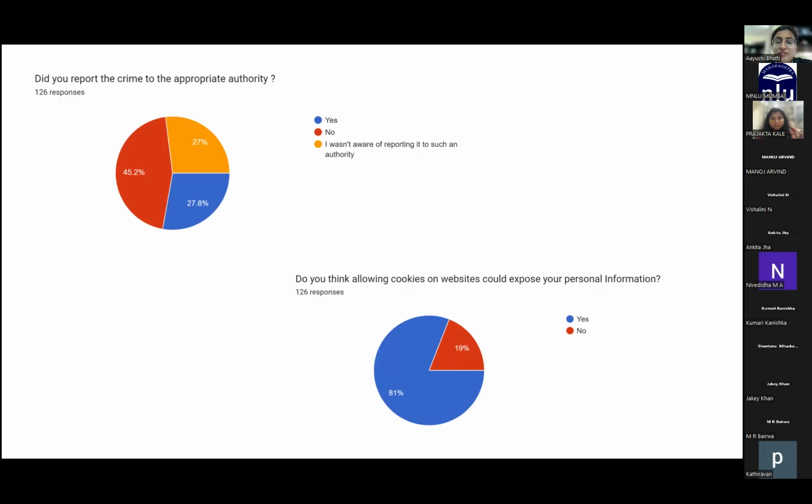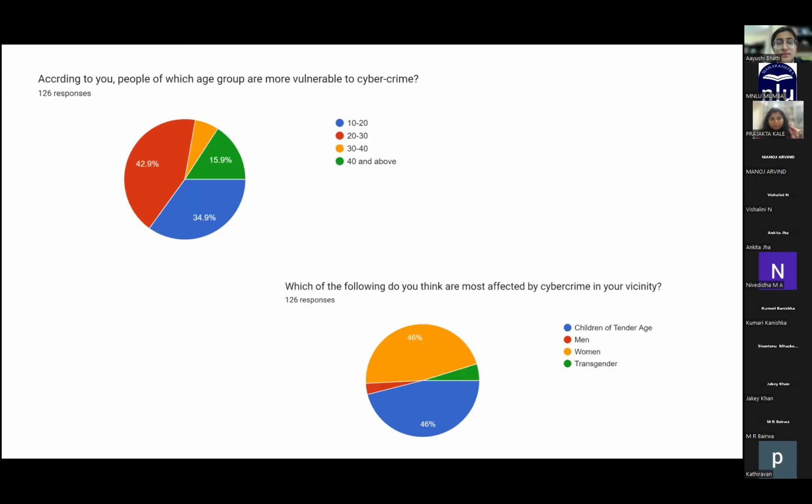And almost every website we use, the first pop-up that we get is, do you accept all the cookies? They believe that accepting all the cookies exposes their personal information to a wider network. The next question was, which people are more vulnerable to cybercrime? The answer they got was between the ages of 20 to 30. And it is almost a 50-50 ratio that women and children of tender age are equally affected by cyber crime.